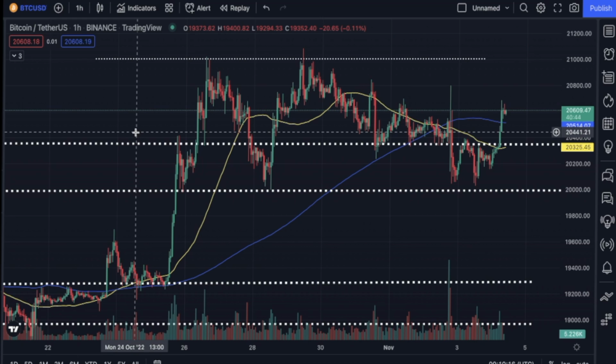And today we'll be taking a closer look at Bitcoin USDT and Ethereum USDT crypto prices, see what the price is doing, see what potentially it will be doing in the future, and how you can profit from that.